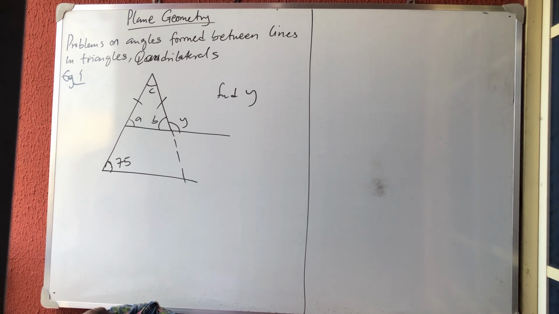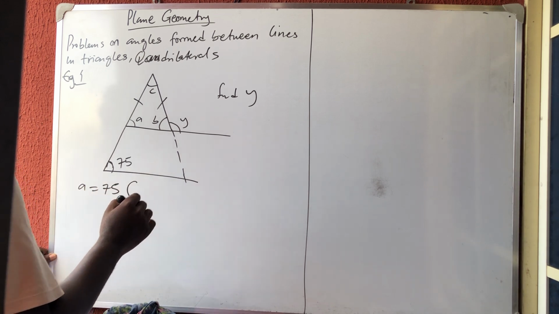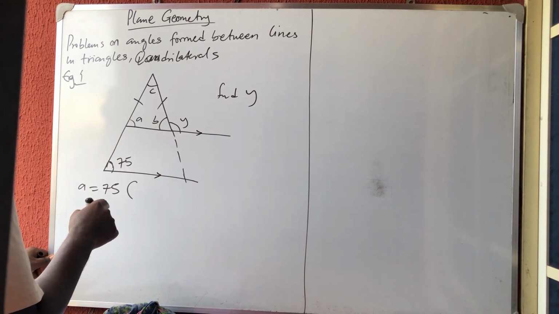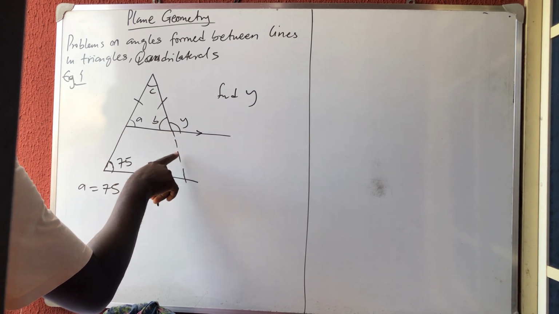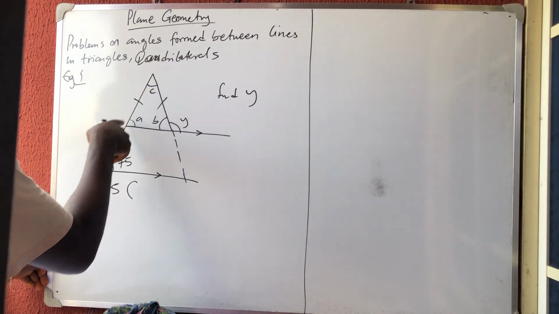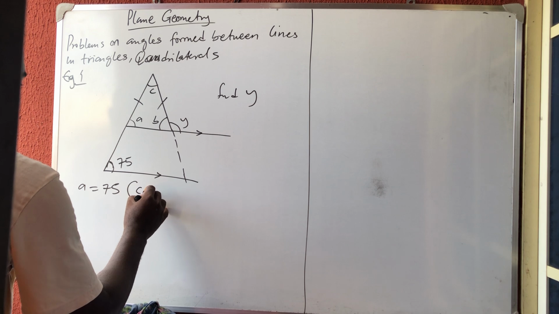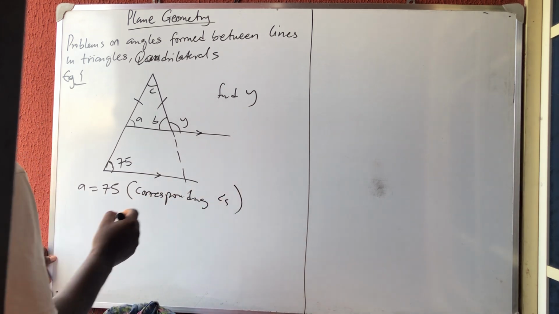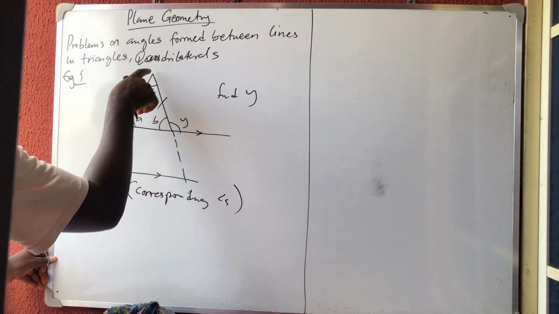Now, for us to find y, we will say that A is equal to 75. What is our reason? The same position. When you have two parallel lines, this is parallel to this, I'm the one that constructed this, the question does not have it. But when you have two parallel lines and a transversal line, when the angles are in the same position, they are called corresponding angles, so they are equal.